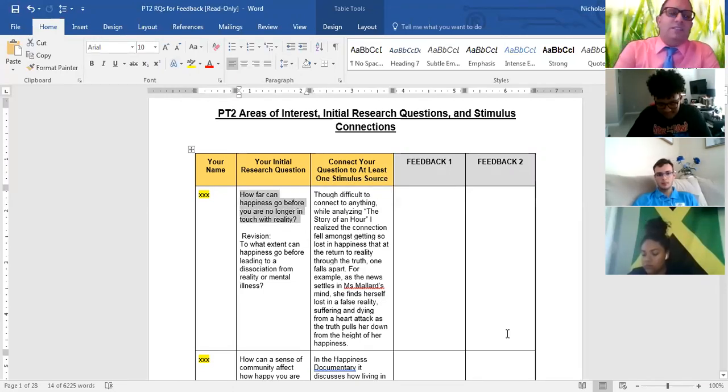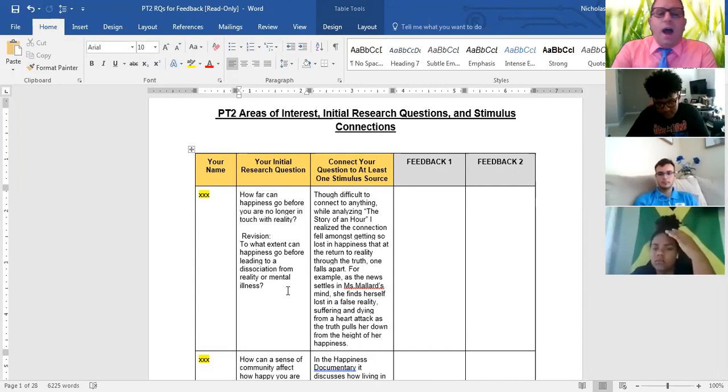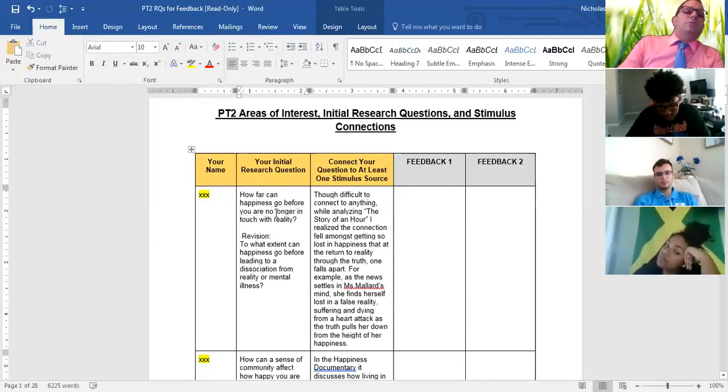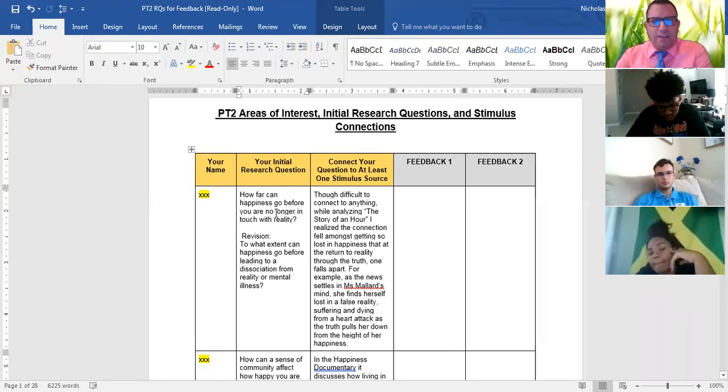And so in this example, this person had to revise and make the question more specific. What they did is they changed that to: to what extent can happiness go before leading to a dissociation from reality or leading to mental illness. So now they are getting more specific about what it means to be no longer in touch with your reality, and they're specifying here mental illness or a dissociation from reality, which I found out is a diagnosed psychological illness.